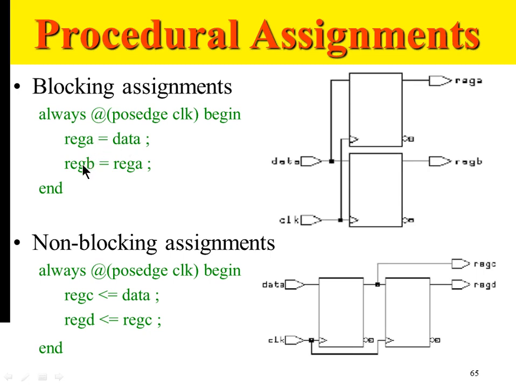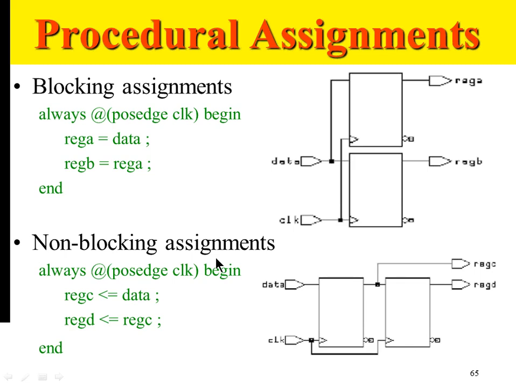Then it will go to the next statement, reg B gets reg A. What is reg A? Data. Data is already gone to reg A. So data through reg A will go to reg B. This is also blocking. So it will stop here till reg B is updated. So at the end of the always block, reg B will be equal to the data value. If you convert this to a hardware design, data is going to reg A and reg B in a single clock cycle. That's how blocking will work.